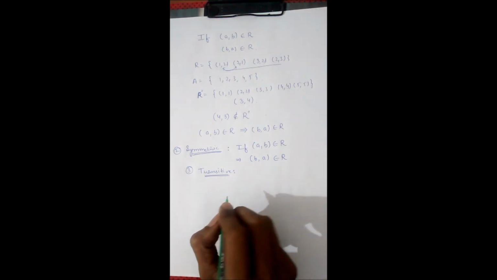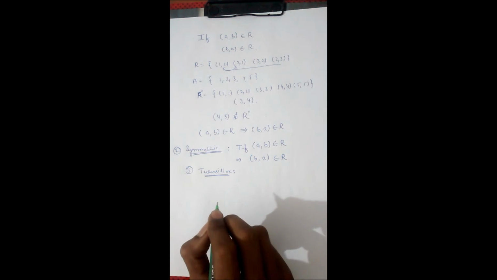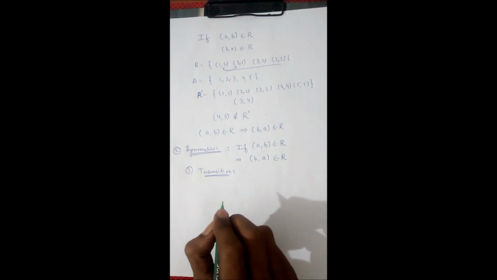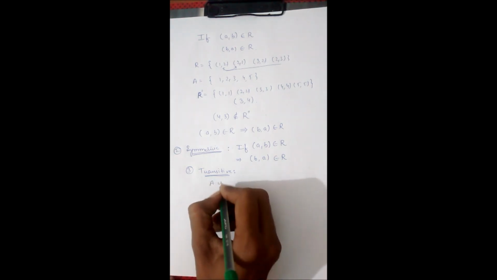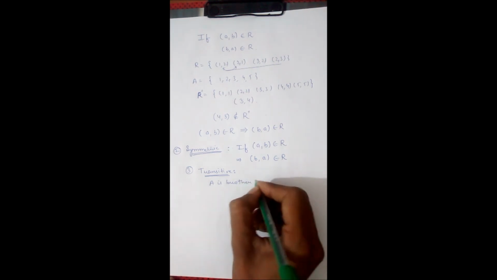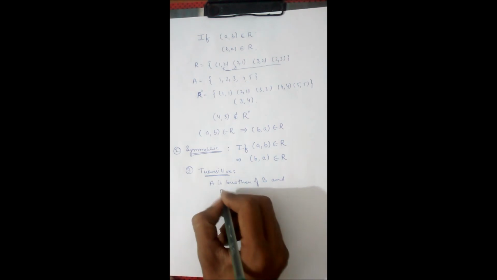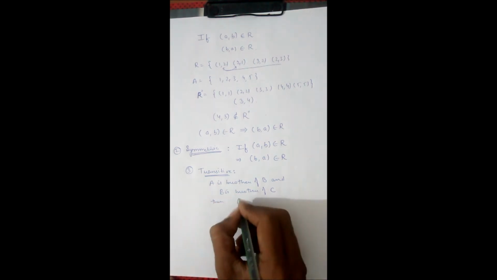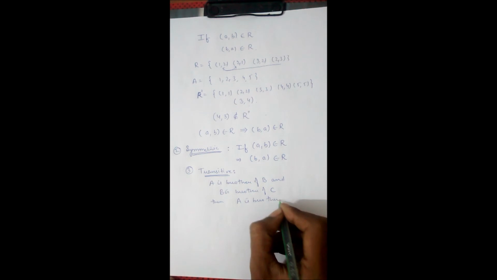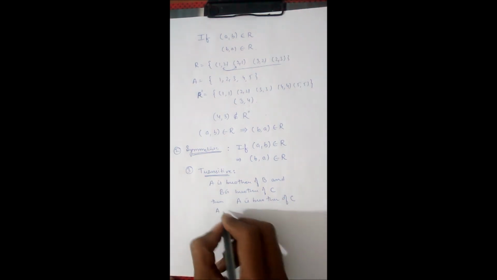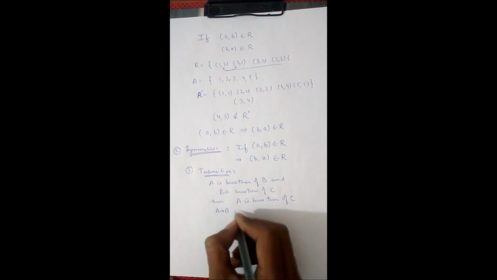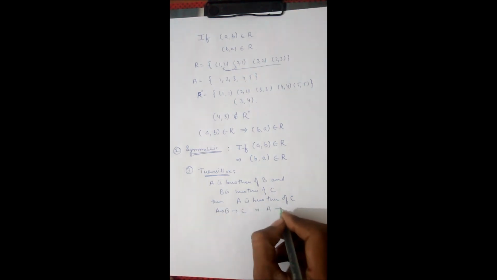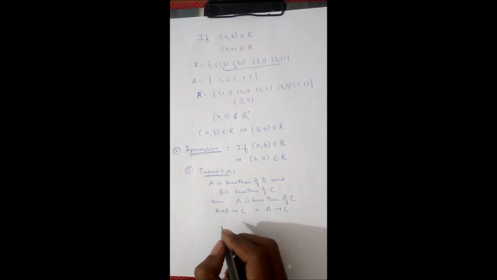This is nothing but a transit path, we can say, that if A is related to B and B is related to C, then A must be related to C. In order to understand this, we will first understand that if A is brother of B and B is brother of C, then A is brother of C is an obvious thing, because A is brother of B and B is brother of C. This implies that A is brother of C. This is called transitive.